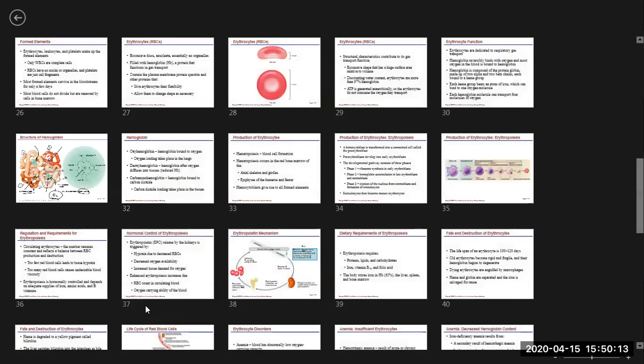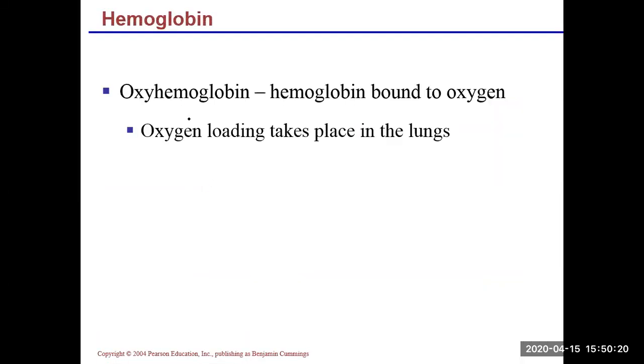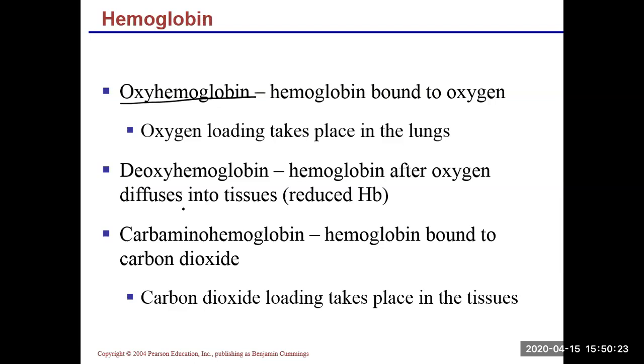Hemoglobin that is attached has different terms now. Carrying the oxygen, they call it oxyhemoglobin. This is when the hemoglobin is bound to oxygen. If it unloads the oxygen, then it is called deoxyhemoglobin. And when it unloads and loads the carbon dioxide, then the term is carbaminohemoglobin. That means hemoglobin bound to carbon dioxide. Okay.